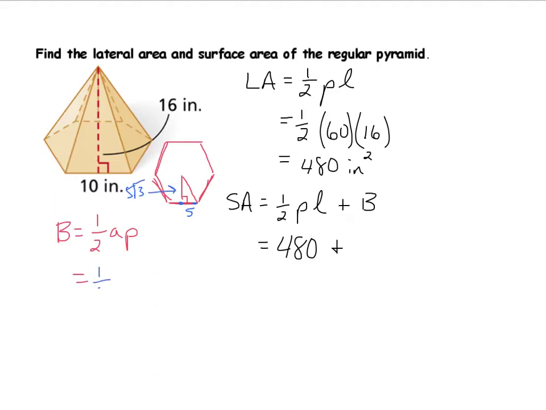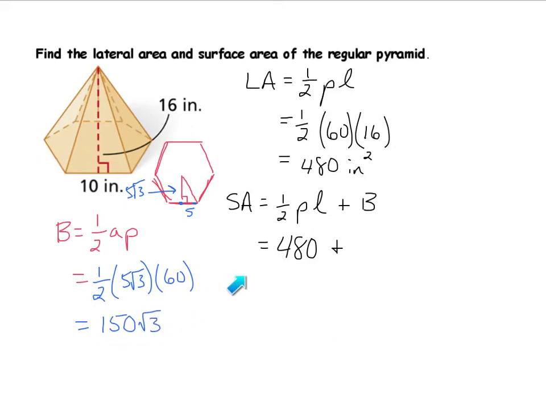That's what we're going to put into my formula for the area of the base. So 1/2, 5 square roots of 3 times the perimeter. We already talked about the perimeter being 60. So when I do the multiplication through with that, 1/2 of 60 is 30 times 5. It gives me 150. So I have 150 square roots of 3.